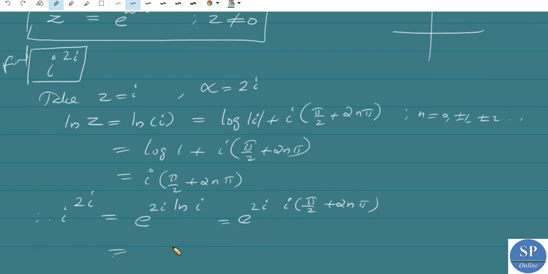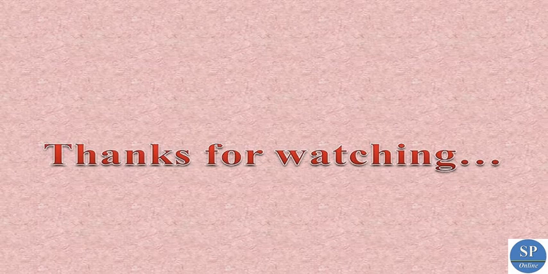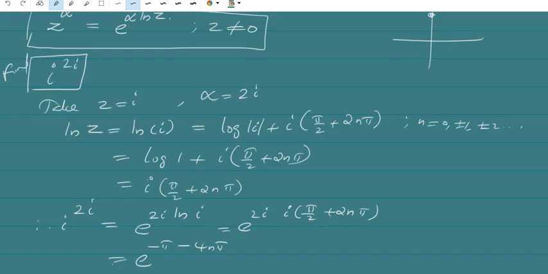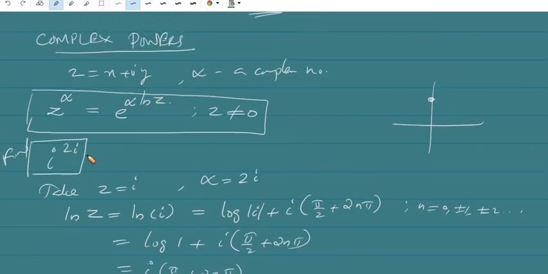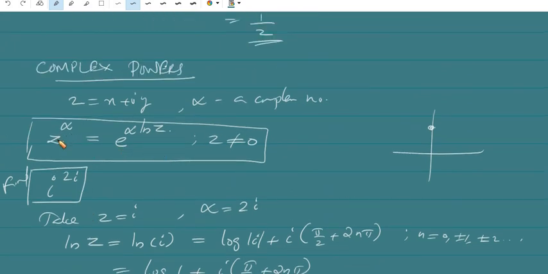So this is equal to 2 into i square, which is negative 1. So e power, and negative 2 we need to multiply here, so minus pi minus 4n pi. This is equal to e power negative of 1 plus 4n into pi. Okay, so in this way we can find the powers of a complex number. Complex powers, where z is a complex number and alpha is also a complex number.